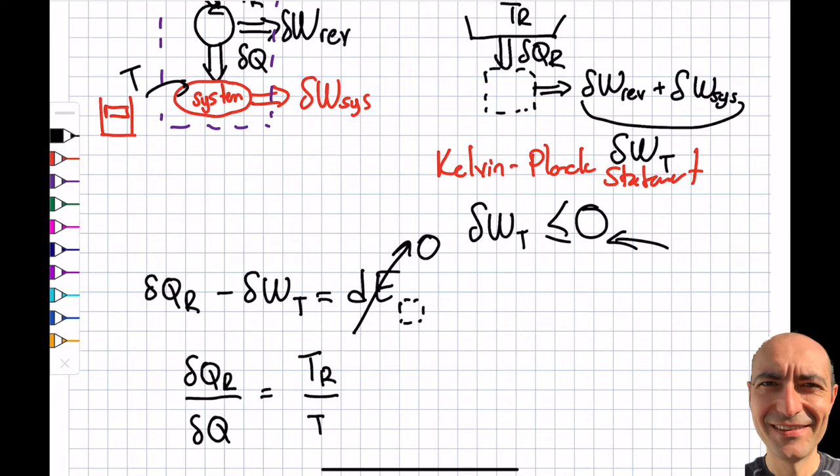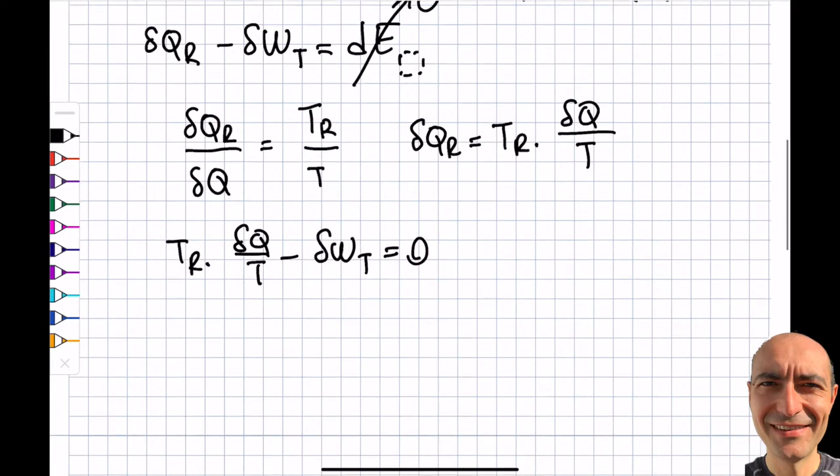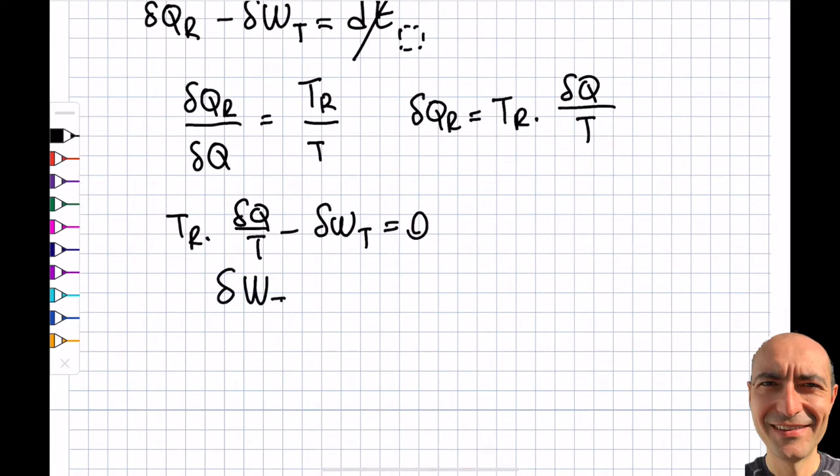So then from here, I will simply find this like that, TR times del Q by T, okay? And I will go ahead and replace, simply pull this down over here, and I get myself TR times del Q by T minus del W_T, which will be equal to zero if this is on a cycle, okay? So, okay, then from here, del W_T will be equal to TR times del Q by T.